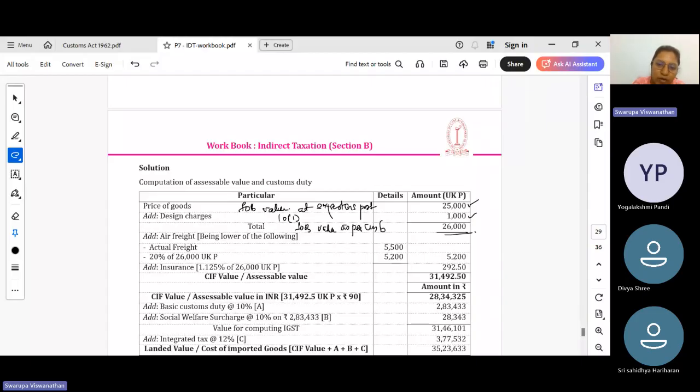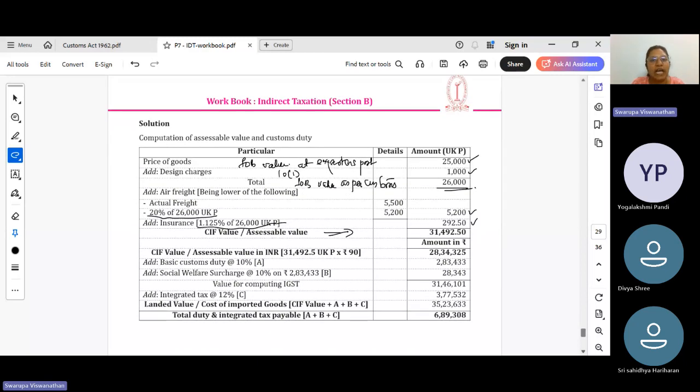On FOB value as per customs, 20% and 1.125% will be taken. So 20% and 1.125% here. 20% of 26,000, 1.125% of 26,000. If we add all this, we get the assessable value, also known as CIF value.